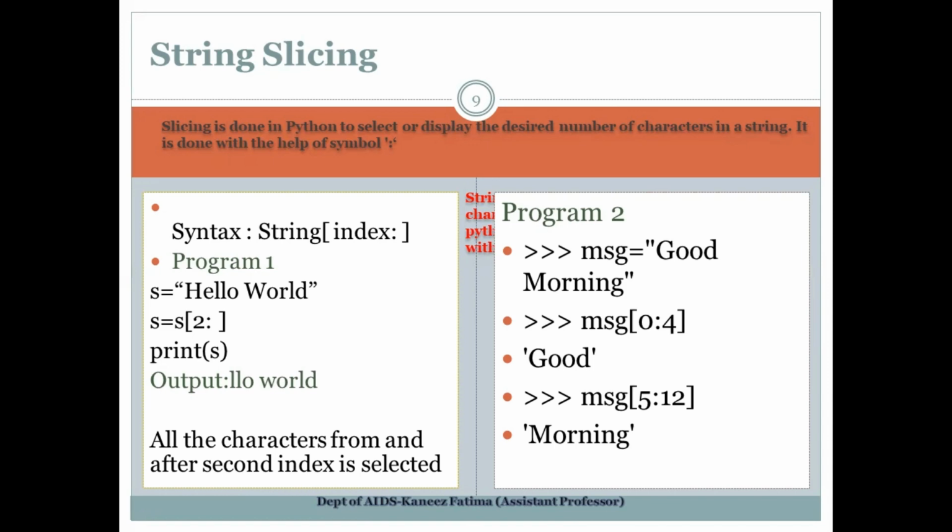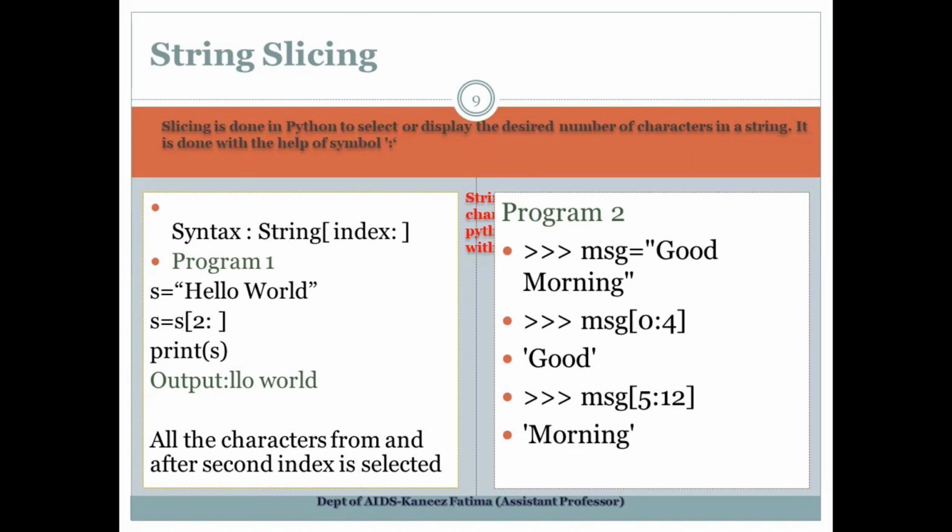So here we have two simple programs. String of index colon: S is hello world. S equals S of 2 colon. So I want to start printing the characters. In slicing I am cutting the first two letters, 1 and 2, and then I am starting from L, that is the third letter. So in this way I get a normal print of characters. Another program here is message equals good morning.